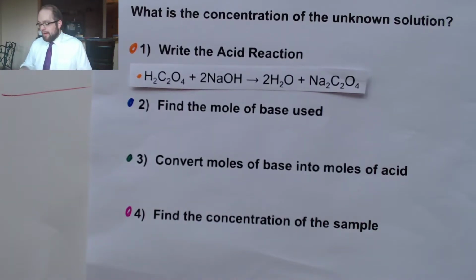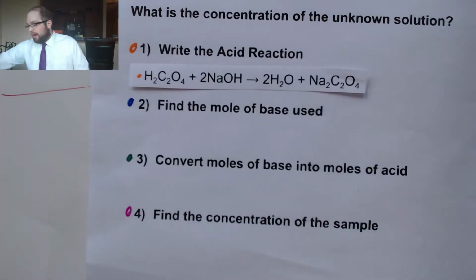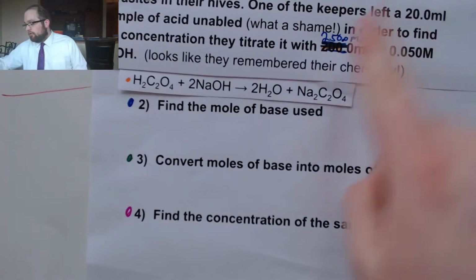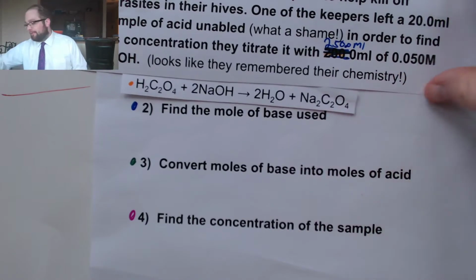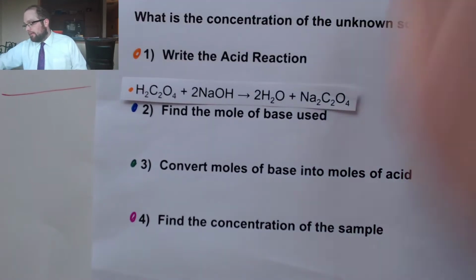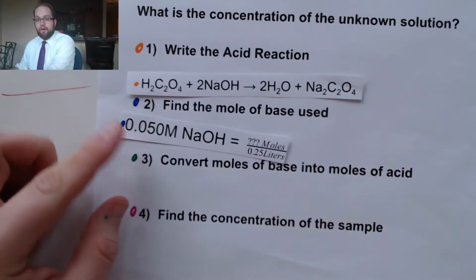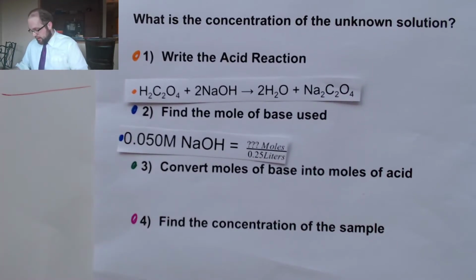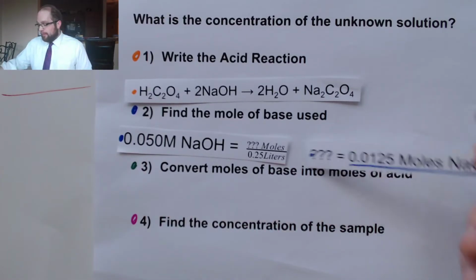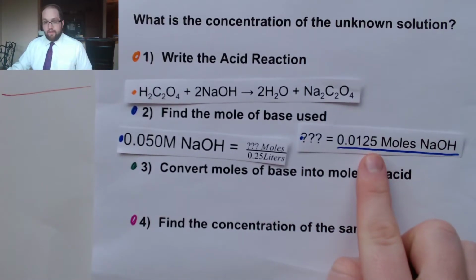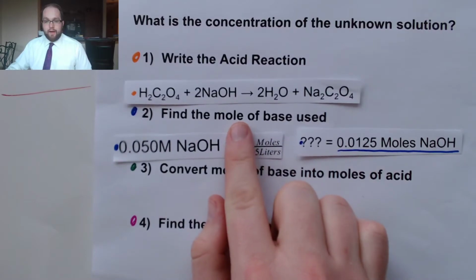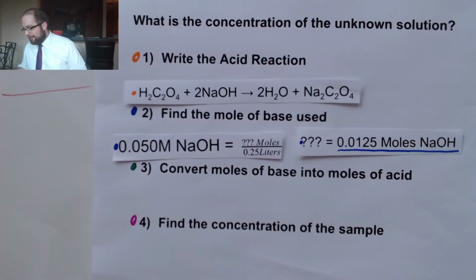Our next step is that we need to find the moles of base. We know we used 250 milliliters of 0.05 molar, so we can use our molarity equation to help us find the moles of base that we do not know. Some quick multiplication, bring that 0.25 over, and we should find that we have 0.0125 moles of sodium hydroxide.